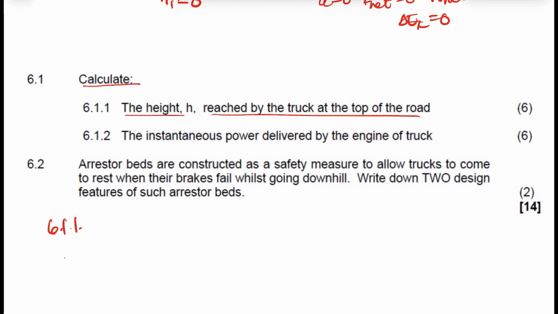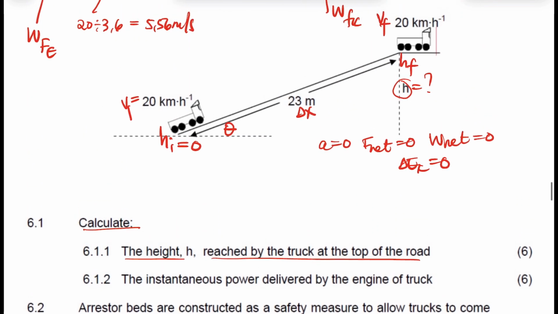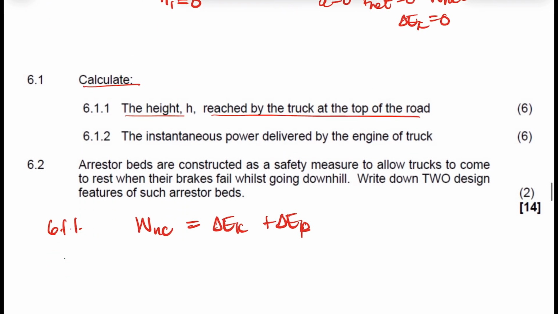the work done by non-conservative forces is equal to the change in EK plus the change in EP. The non-conservative forces here are the friction plus the work done by the force of the engine. We are given both, and this is equal to the change in kinetic energy plus the change in gravitational potential energy.